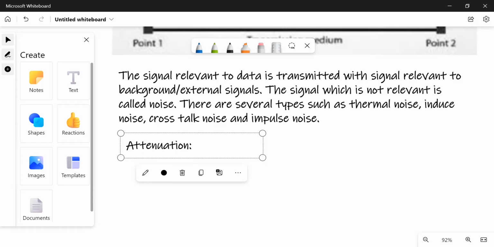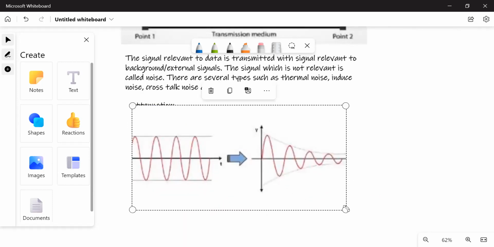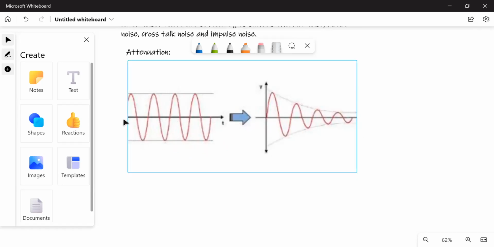So this is what exactly happens usually when you're transmitting a signal. So let's draw this one. Take a signal with time, and let's say this is the voltage. The voltage changes like a sine wave, but when we transmit this pattern, as it goes over distance, the strength decreases.